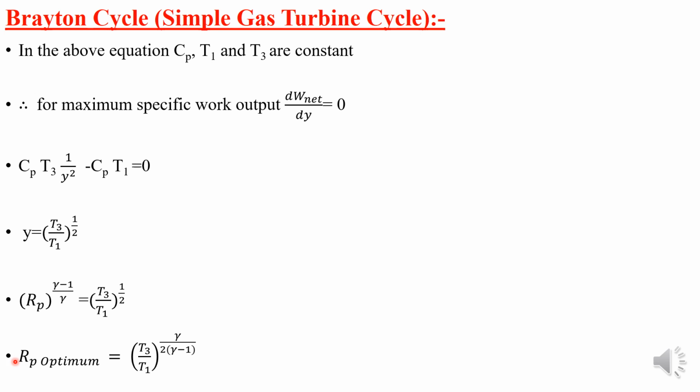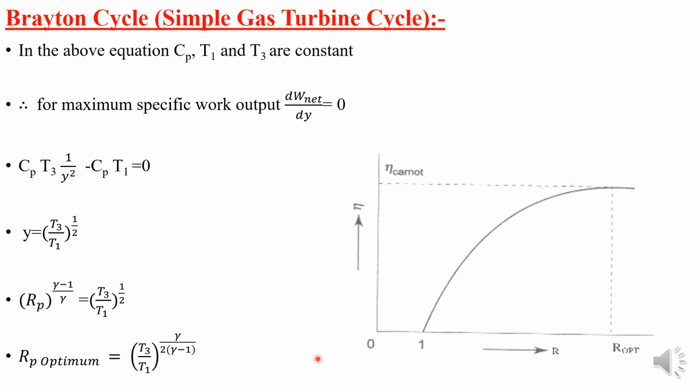So this is the expression for the optimum pressure ratio in terms of maximum and minimum temperature. You have to remember this equation also. So note down this equation, and this derivation is very important from the exam point of view. So note down all the steps.